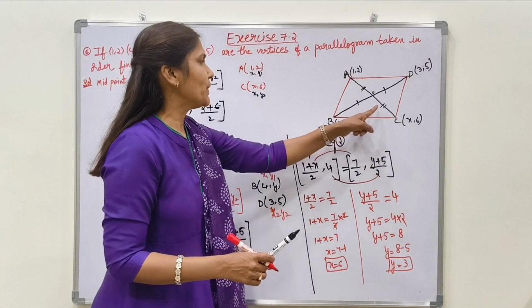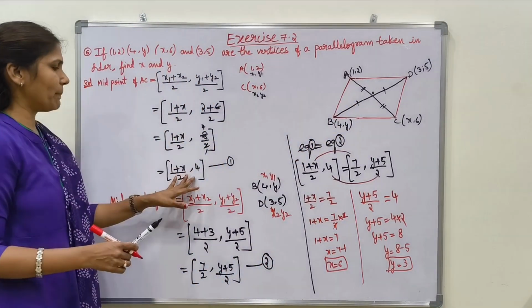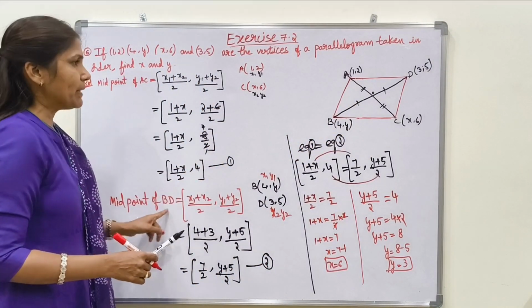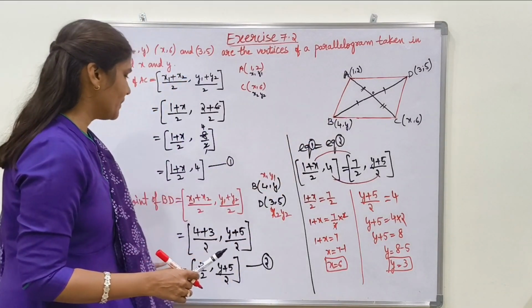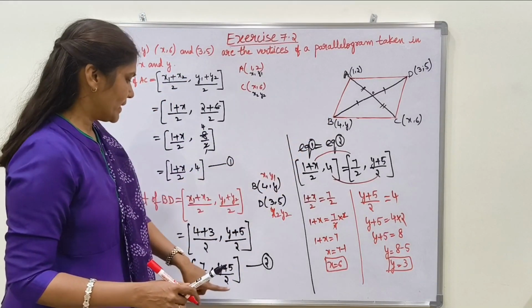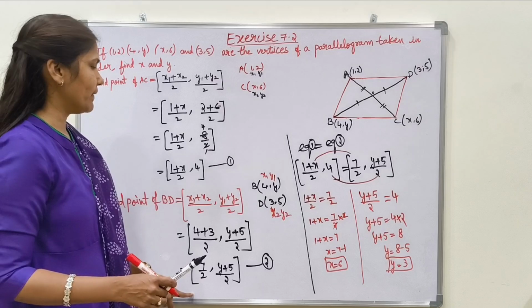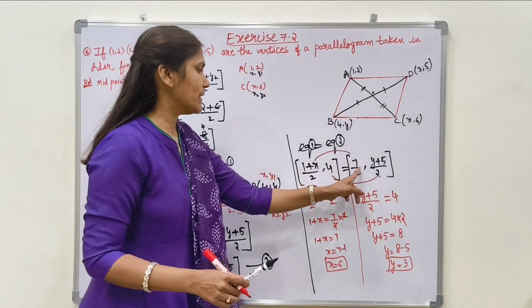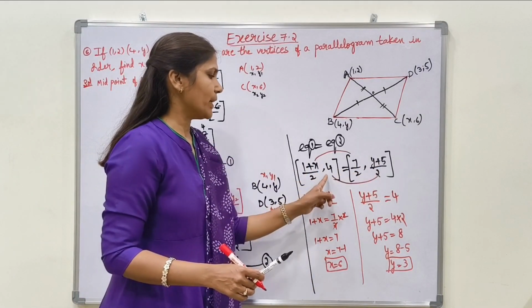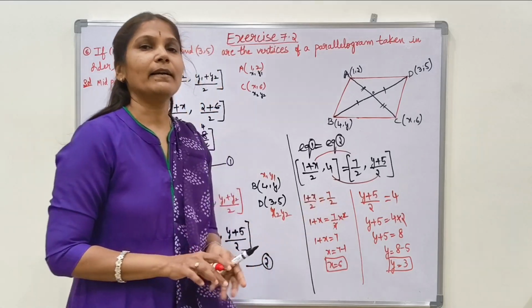Nothing more, we will use the midpoint theorem. When you apply this one, you will get the first equation. Again, using BD, you will get the second equation. Equate both equations: this one equal to this one, you will get the x value. This one equal to this one, we will get the y value.